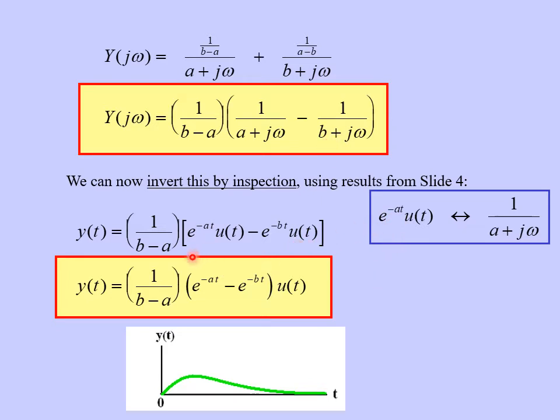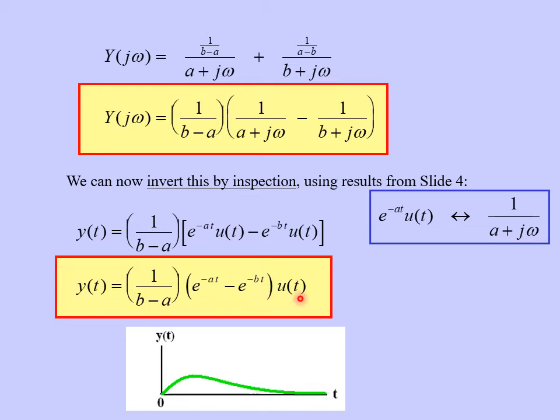And so now we've got our time result. The output of the system, y(t), is equal to 1/(b minus a), times the difference, all in parentheses, of two exponential functions: e^(−at) u(t) minus e^(−bt) u(t). I can even factor out this step function and put it outside. So this is the final simplest form.